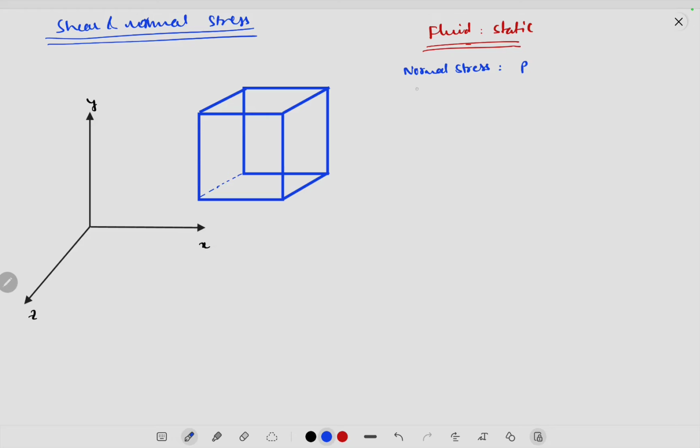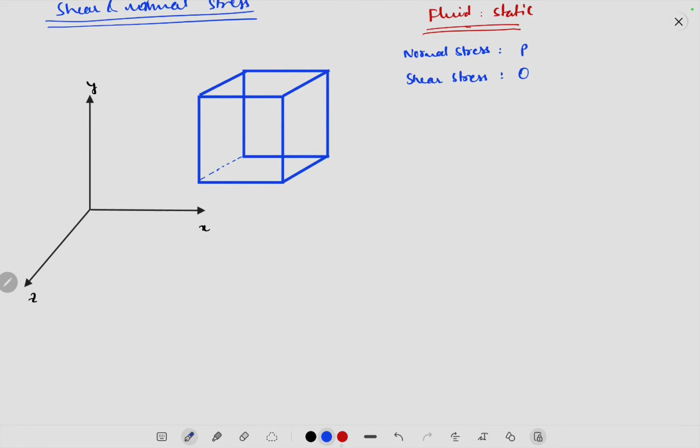Now if I ask you what the shear stress is on this fluid element for a static fluid, what will that be? Since there is no relative velocity between the layers of the fluid, I will say that the shear stress is 0.